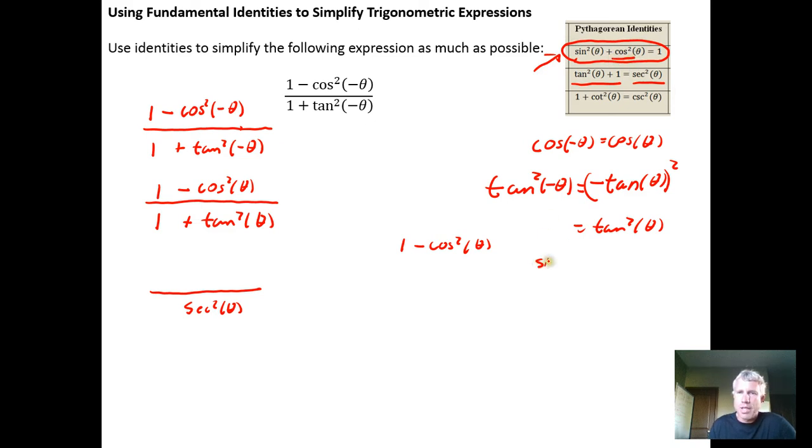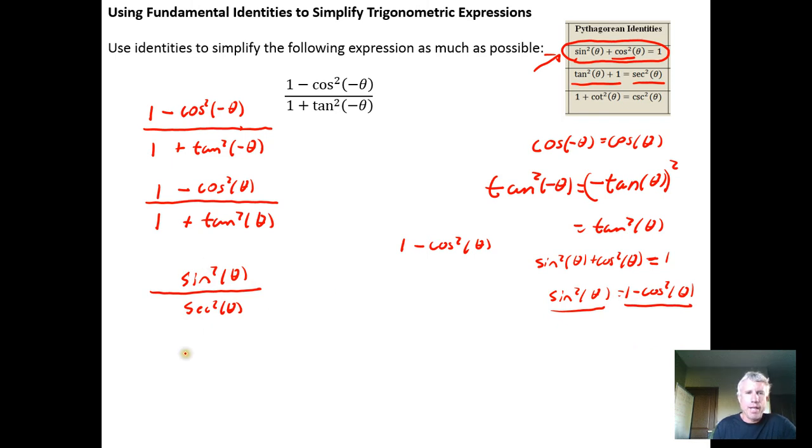In other words, if I have sine squared theta plus cosine squared theta equaling 1, if I subtract the cosine squared from both sides, I'm going to have a sine squared of theta equaling 1 minus the cosine squared of theta. So I can make a substitution. I can substitute for this the sine squared. So I'll go ahead and do that.